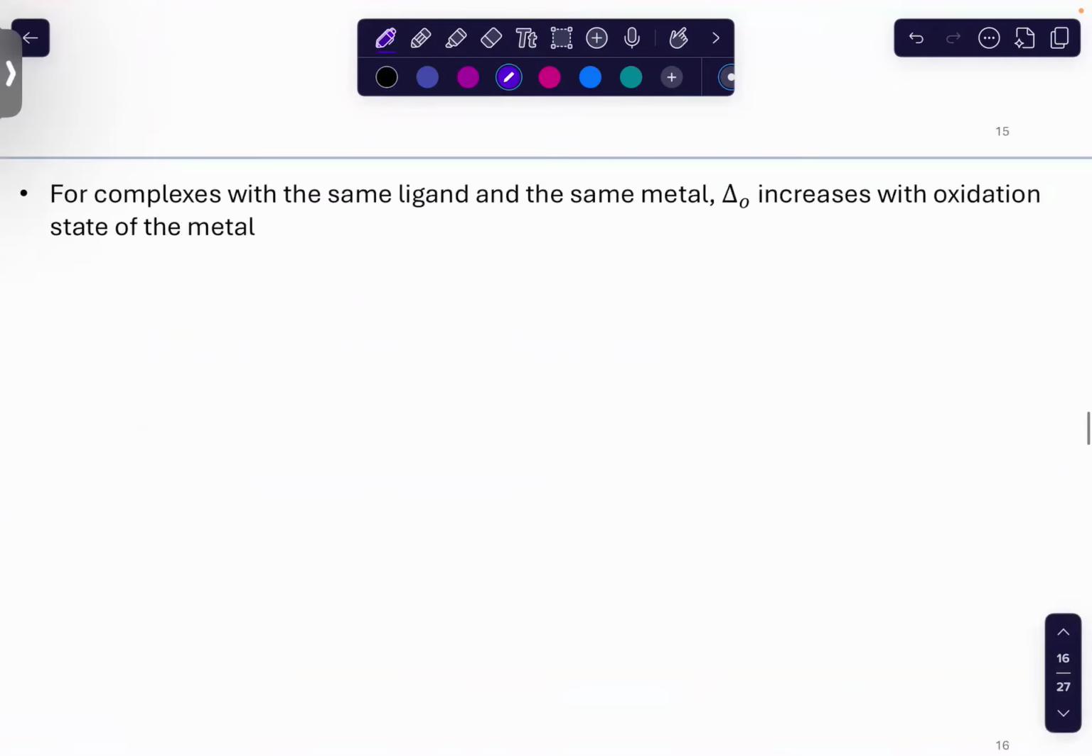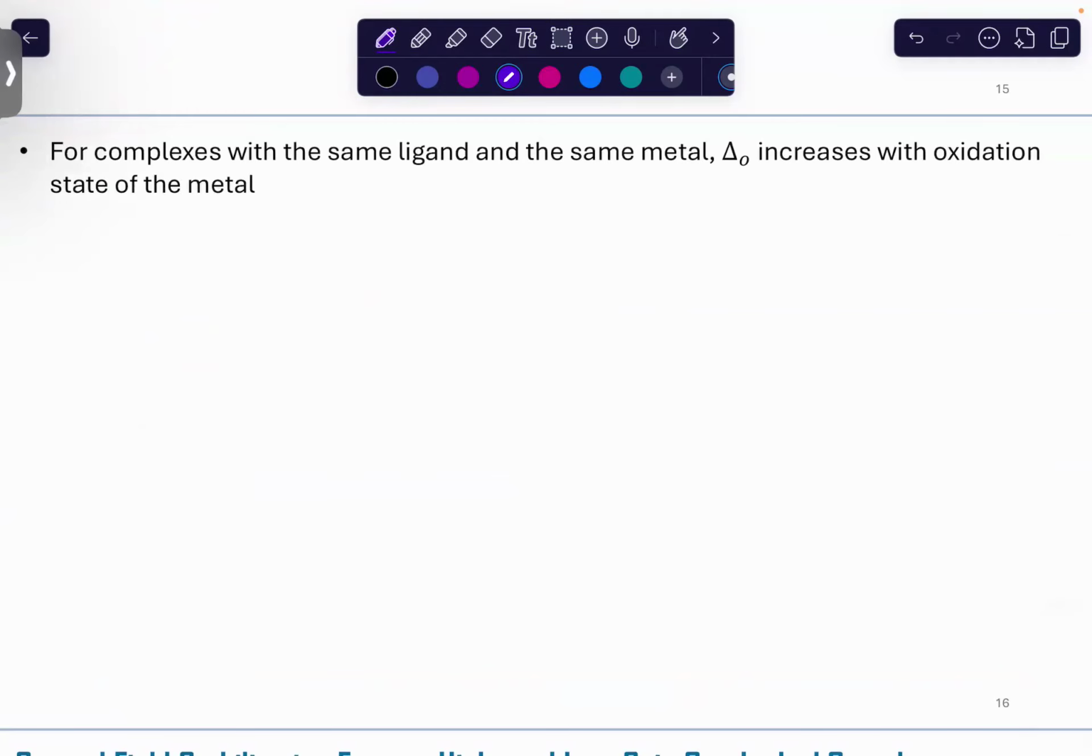Okay, so now for complexes with the same ligand and the same metal, delta O increases with oxidation state of the metal. So let's take a look at this. What about this complex? What is the oxidation state of the iron? Oh, hang on, it's not 3+, it's 3-. That would be a really high oxidation state. It's going to be like 6-, right?